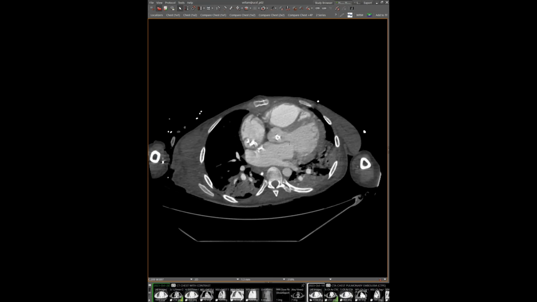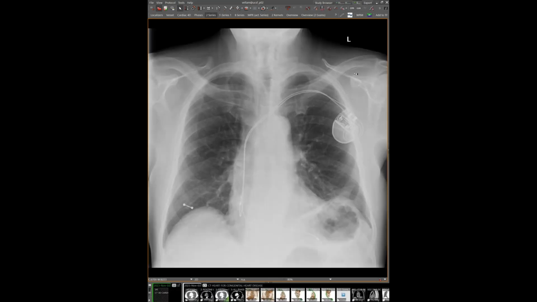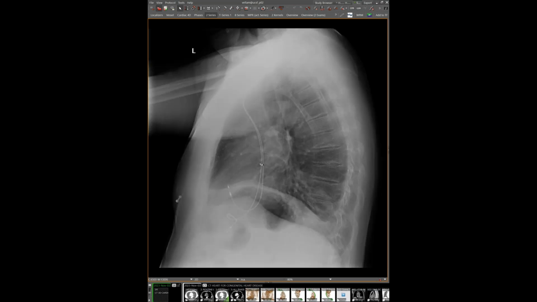Excellent. All right, so that's a quick one. This is my other case. So this patient came in to get a pacemaker replaced. And, as is typical after pacemaker placement, we get a 2-view radiograph, frontal and lateral, so we can look at the lead positioning. And this is how this patient's pacemaker looked immediately after placement or the day after placement.